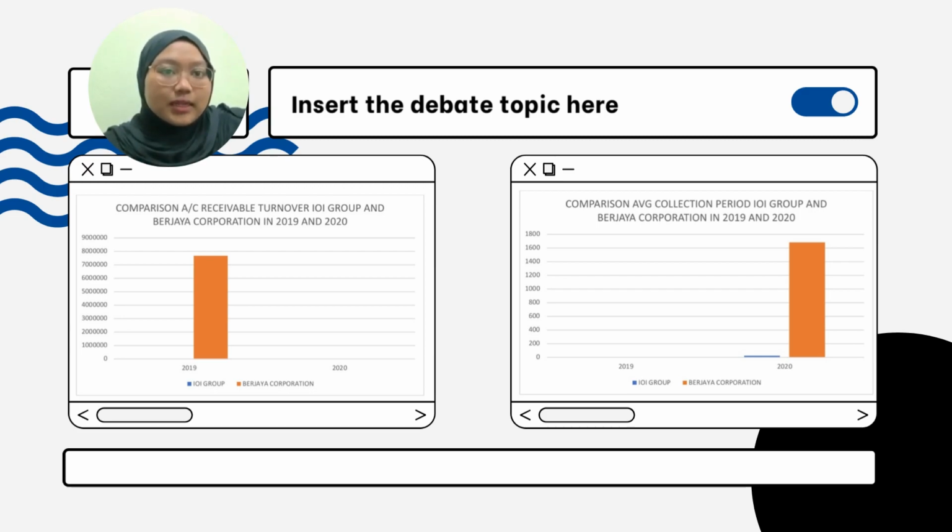It indicates that Berjaya Corporation still maintains and has a higher average collection than IOI Group for both the years 2019 and 2020, which is 1,680. Meanwhile, IOI Group only had 0.83 for 2019 and increased to 23 for 2020.